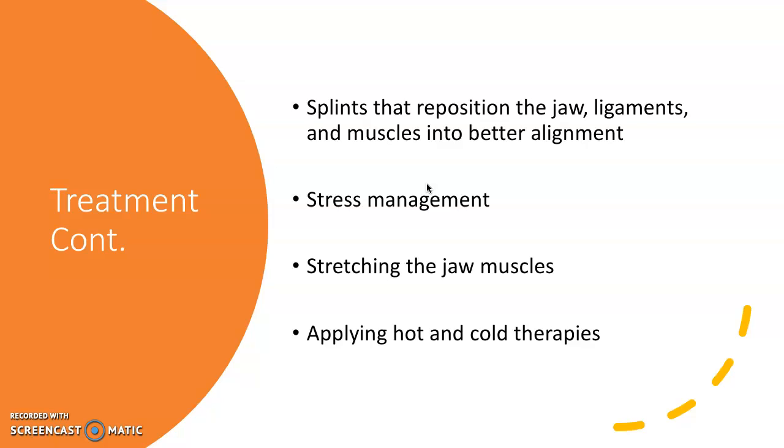They do have splints that reposition the jaw, ligaments, and muscles into better alignment to hopefully fix it for good. Stress management is actually a treatment, because sometimes when you're stressed you can clench your jaw without even realizing you're clenching, which can lead to TMJD. You can stretch the muscles of the jaw to maybe get more range of motion or make them not as tight. You can also apply hot and cold therapies to the jaw.